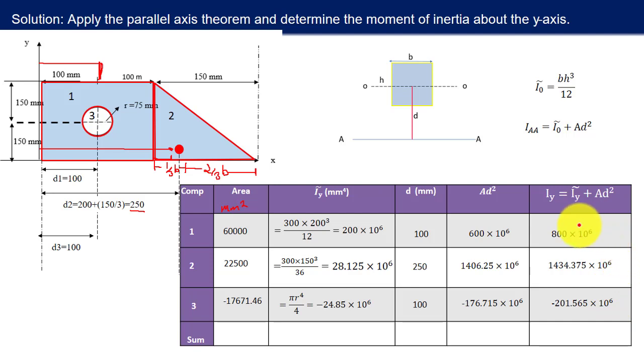Now we have already calculated the moment of inertia of each shape about the y axis. Therefore, finally, we have to sum the three moments of inertia. Finally, Iy equals 2.03 times 10 to the power of 9 mm to the power of 4. This is the final answer.